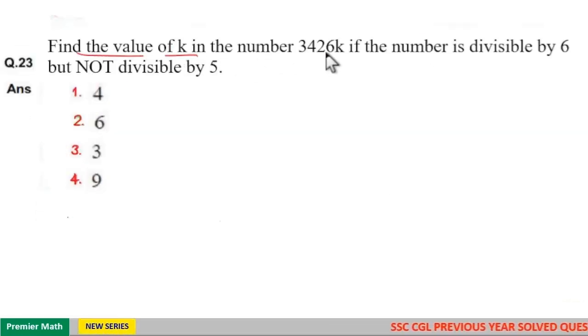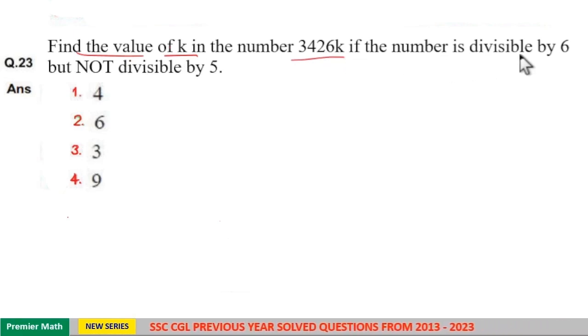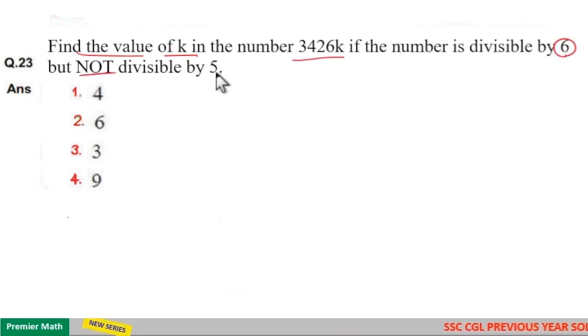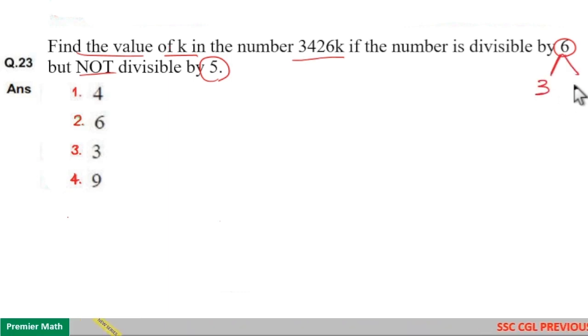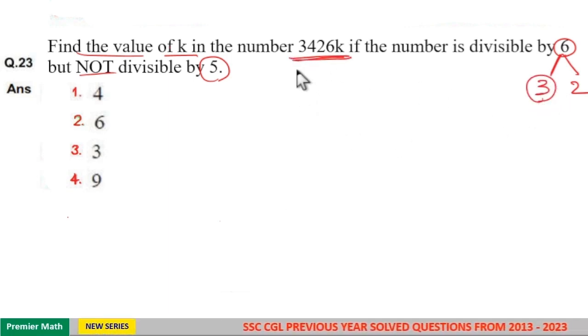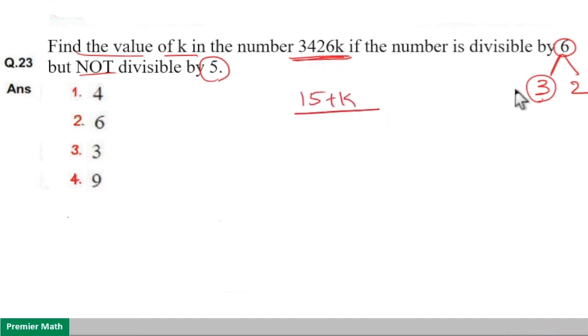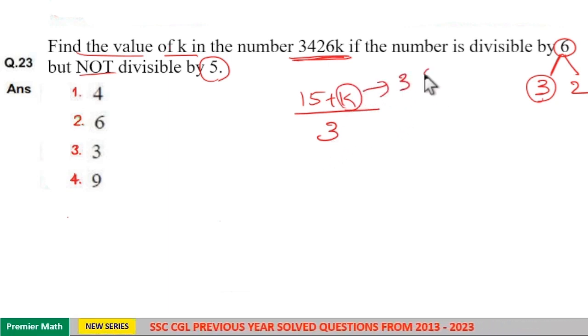Find the value of k in the number 3426k if the number is divisible by 6 but not divisible by 5. When a number is divisible by 6, it should be divisible by both 3 and 2. When a number is divisible by 3, its digital sum should be divisible by 3. Here the digital sum is 3 plus 4 is 7, 7 plus 2 is 9, 9 plus 6 is 15. So 15 plus k should be divisible by 3. Here 15 is divisible by 3, which means k is divisible by 3. So k can be 3, 6 or 9.